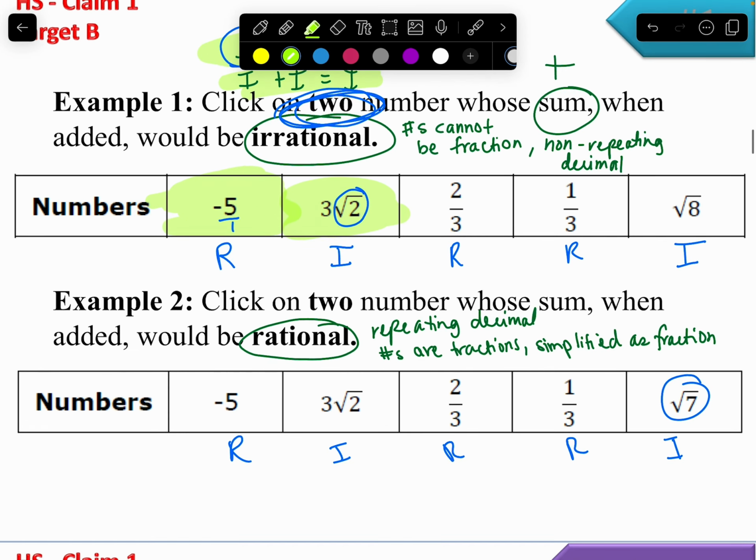Okay, next one is, now we want it to be two rational numbers. So in order to be rational, they both have to be rational. So I'm going to go ahead and choose the first and the third. That's it.